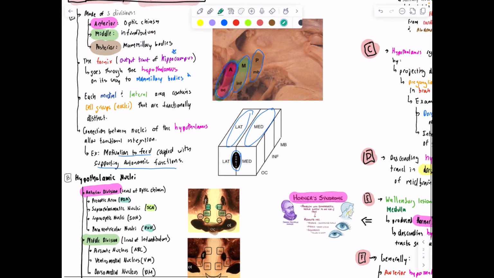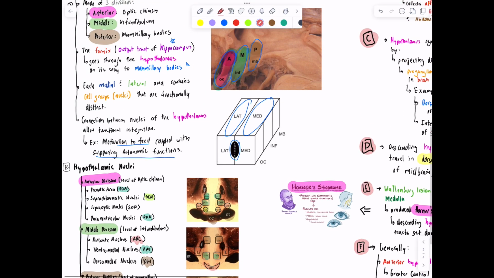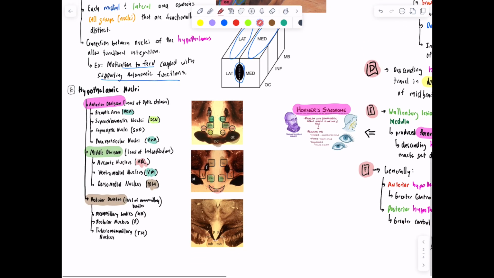Then we have the middle division right here, and so we have the arcuate nucleus, which is located right here at the bottom. We have the ventral medial nucleus, which is located right here. We have the dorsal medial nucleus, which is located right here. And then we have the posterior division, which is bounded by the mammillary bodies. So we have the mammillary bodies right here, and we have the posterior nucleus right there, and then we have the tuberomammillary nucleus adjacent to the mammillary bodies.